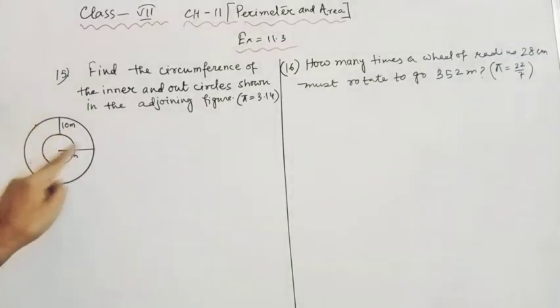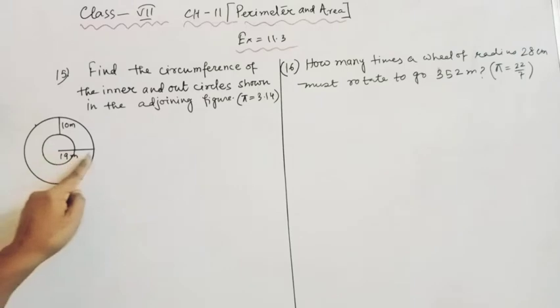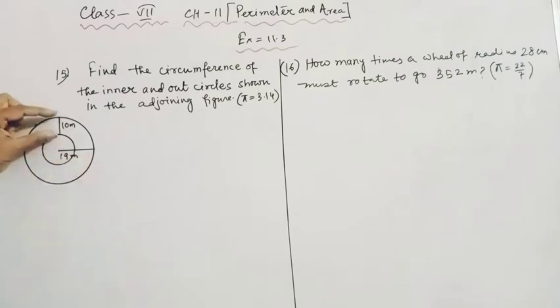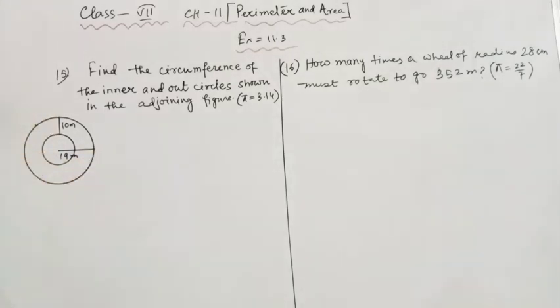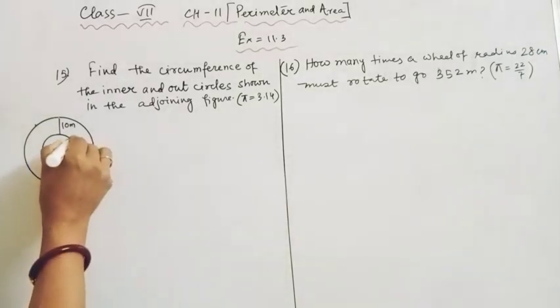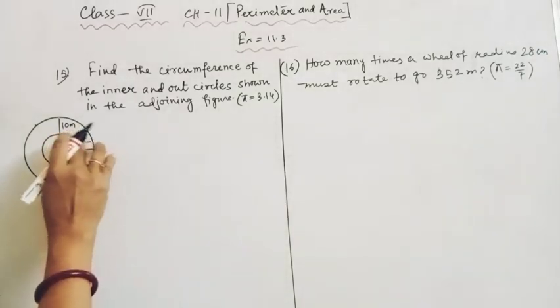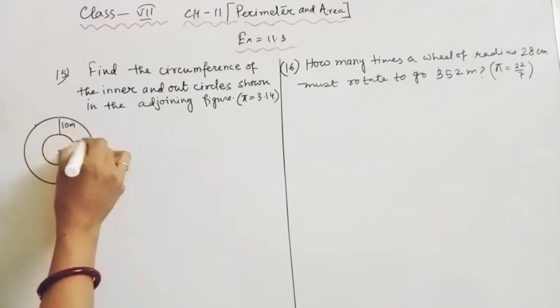The outer circle is there whose radius is given as 19, and the width of the path, the thickness between the inner and outer circle, is 10 meter. Radius of the outer circle is 19 meter, and this portion is 10 meter. That means if it is 10 meter here, then this one also 10 meter, this one also 10 meter, this portion is also 10 meter.